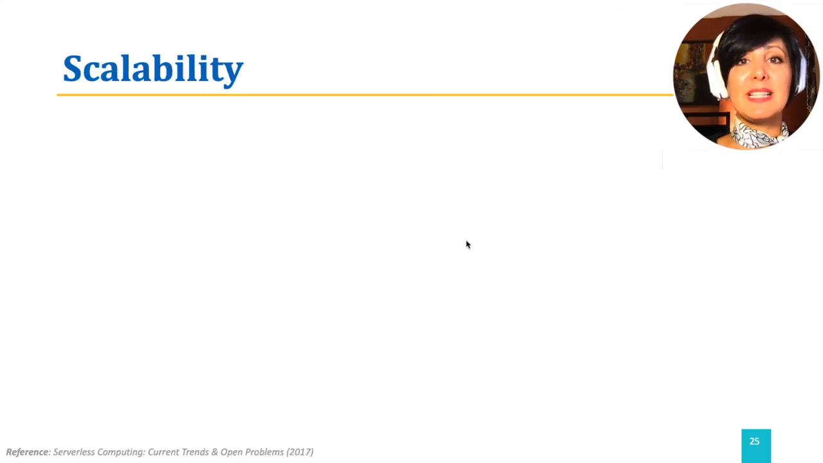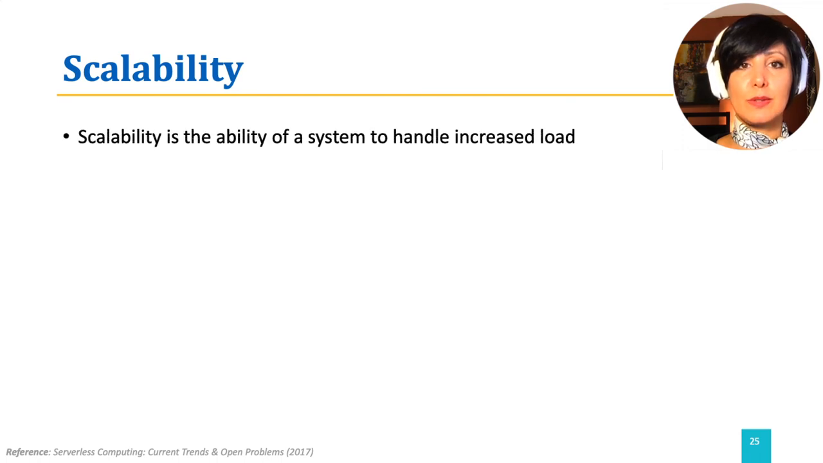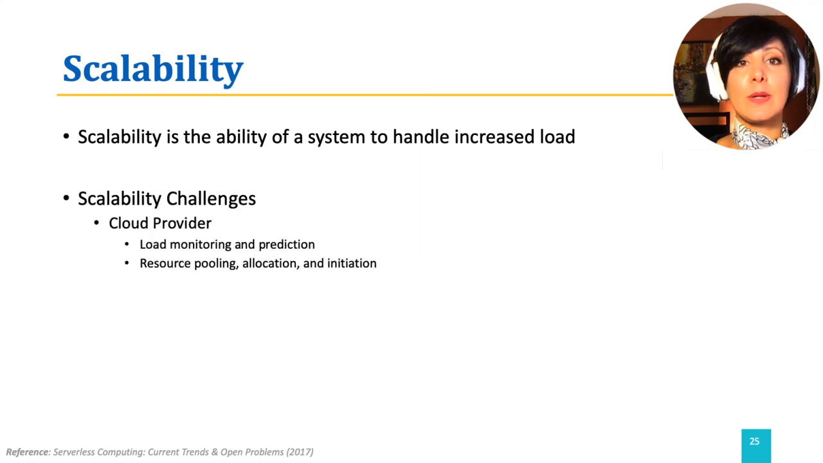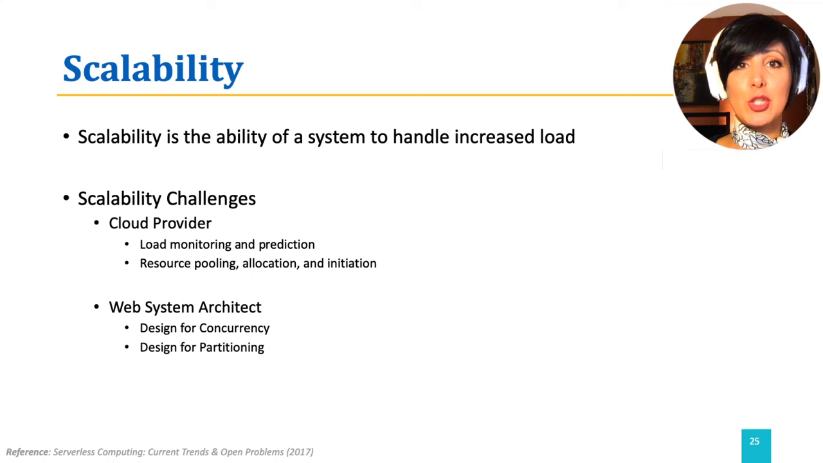Scalability is the ability of the system to handle increased load. Scalability in web systems has a close coupling with the cloud model used for the system. The challenges addressed by the cloud provider in the modern cloud involve load monitoring and prediction, as well as resource pooling, allocation, and instance initiation. In the meantime, the web system architect should make sure to know the cloud operations, to know how scalable they could be, and ensure design for concurrency and partitioning to support scalable operations.